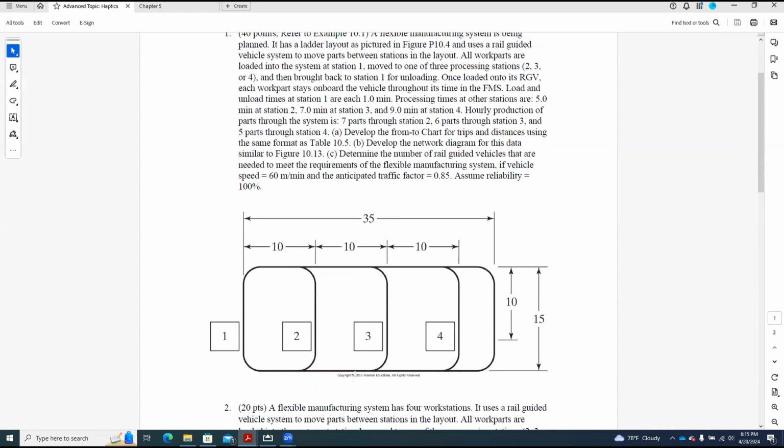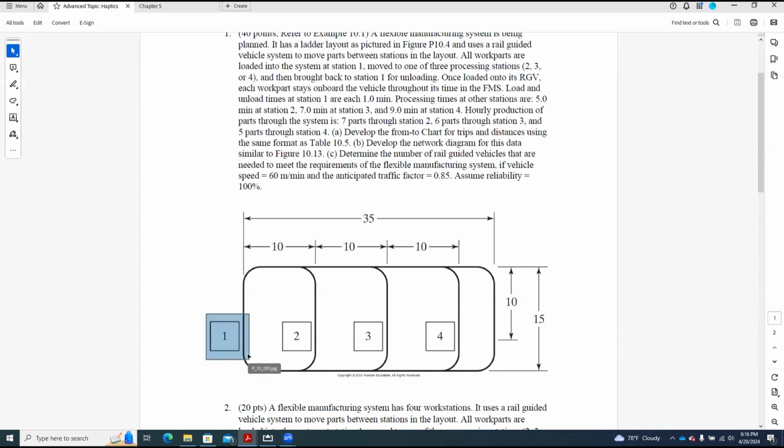All these black paths are the rail guided. On these, the parts move from station 1 to station 2 and so on, okay? All work parts are loaded into the system at station 1. So station 1 is the source. This is the first station where all parts are loaded.